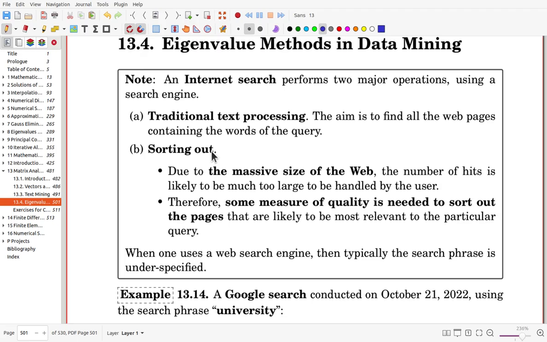In the second step, the web pages must be sorted out. Due to the massive size of the web, the number of hits is likely to be much too large to be handled by the user. So some measure of quality is given to sort them out.